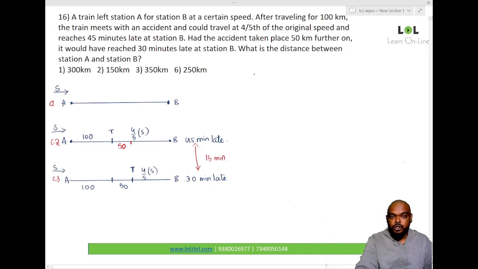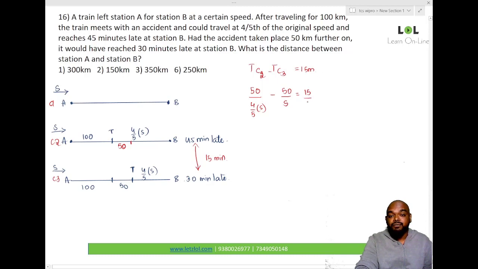So take case 2 minus case 3. That is a time difference of 15 minutes. How can I write that? In case 2, the time for 50 kilometers: what is the speed? 4/5 of the speed. Time is distance by speed, so 50 divided by 4/5 of S. Minus, in case 3, for the same 50 kilometers, it traveled at speed S. This is equal to 15 minutes.